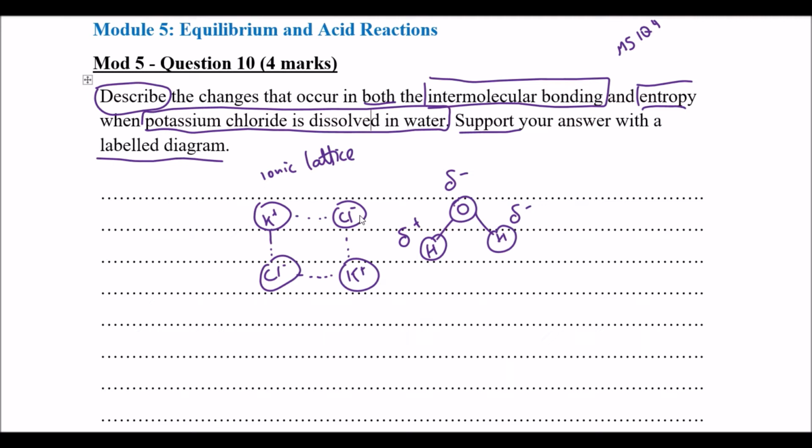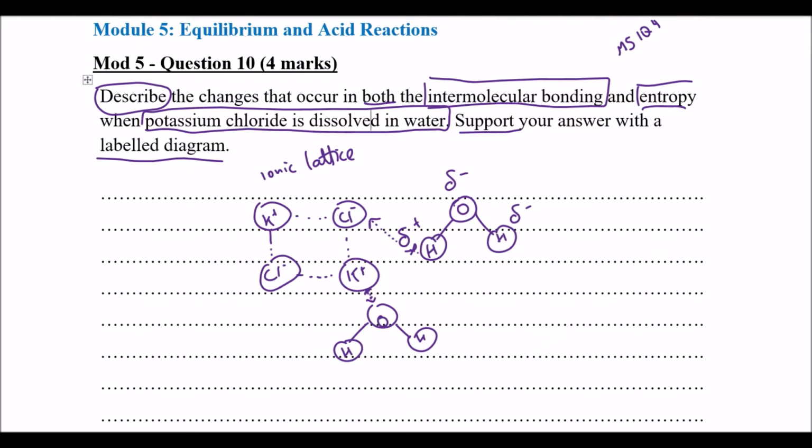Okay? What will happen is the partially negative chloride will be attracted to the partially positive hydrogen. The partially negative oxygen will be attracted to the potassium. So we get attraction. So that's what we're kind of seeing here, the attraction between these molecules here.